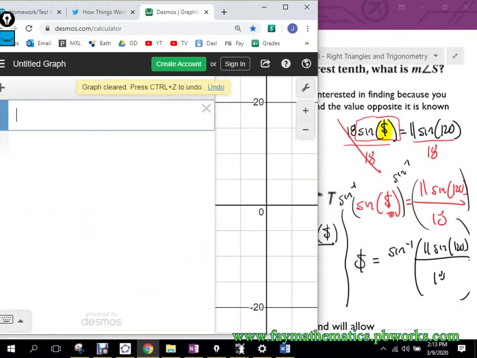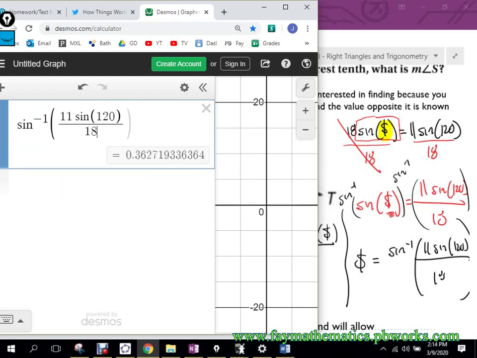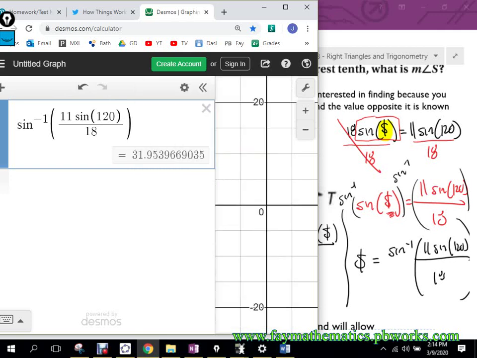My suggestion: get comfortable using Desmos. That's what is going to be available to you if you don't bring your own calculator on an end-of-course exam. And I think that's a benefit to you if they're letting you use this, because that's how I wrote it by hand, right? So if that's how I wrote it by hand, I know I typed it incorrectly. Now I need to change the mode to degrees. You guys get 31.95 as the degree of that angle.